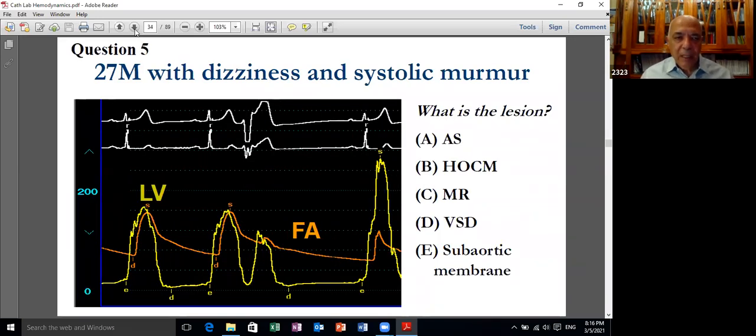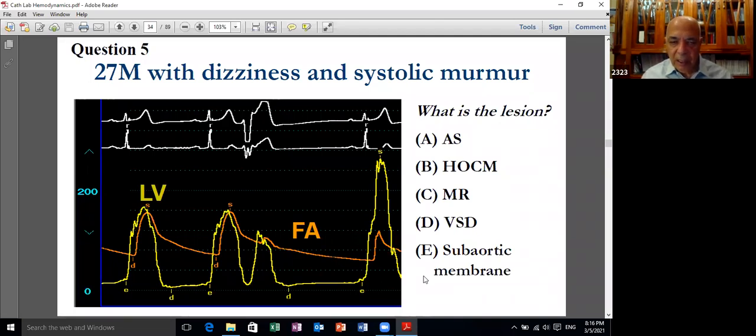Now, this is another question. A 27-year-old man presenting with dizziness and a systolic murmur, and this is the pressure gradient in the femoral artery versus that in the left ventricle. If you look into here, what is the lesion? Is it aortic valve stenosis, hypertrophic cardiomyopathy, mitral regurgitation, VSD, or subaortic discrete membrane?